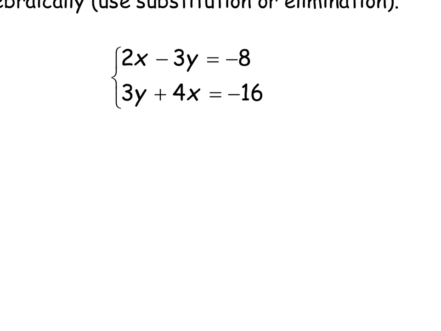Okay, looking at this next example, the first equation says 2x minus 3y equals negative 8, and the second equation says 3y plus 4x equals negative 16. Now, none of the variables are solved for. Neither of these equations say x equals something or y equals something.